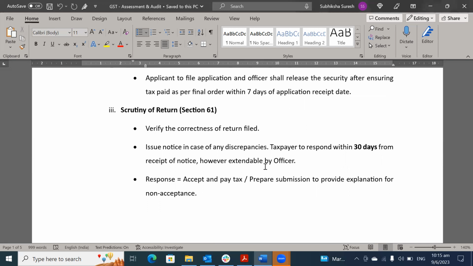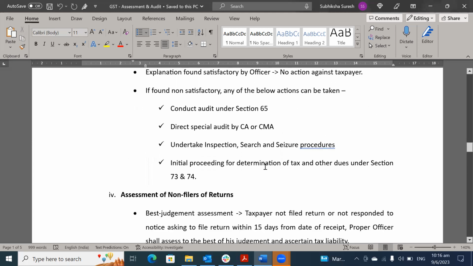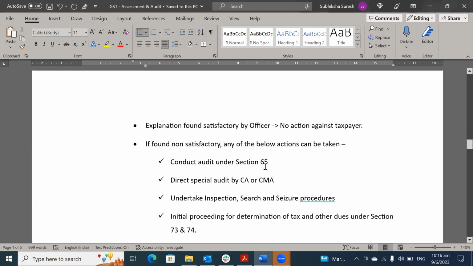It is nothing but the correctness of the return being filed will be checked with the corresponding documents which have been filed by the other recipients with the GST portal. While undergoing scrutiny, the proper officer may find discrepancies. Any discrepancies found by the proper officer will be sent to the registered taxable person. Within 30 days, he has to either accept or give an explanation for the discrepancies. If the registered taxable person accepts the discrepancies and pays the tax liability, the matter will be closed.